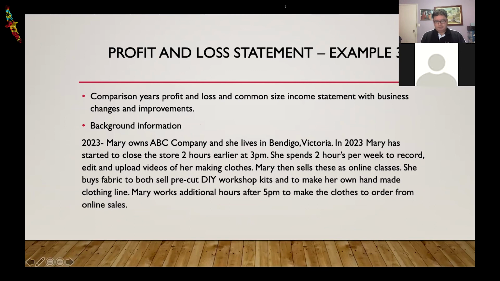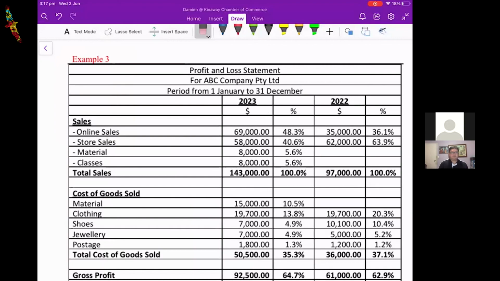Okay, so let's have a look. Example 3. Again, we start from the very top. What's this telling us? It's a profit and loss statement for ABC Company Proprietary Limited. It's for the period from 1st of January to the 31st of December. And if we have a look, the periods are for 2022 and 2023. They're the years. So we now know that it's a profit and loss statement for ABC Company for the 12 months of 2022 to 2023, from 1st January to 31st of December.